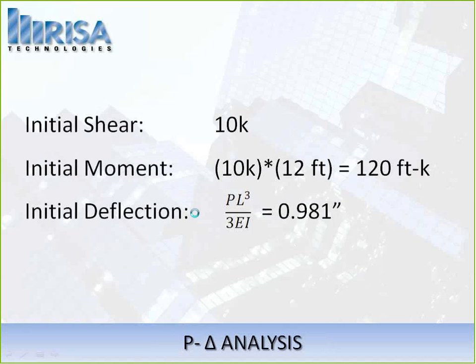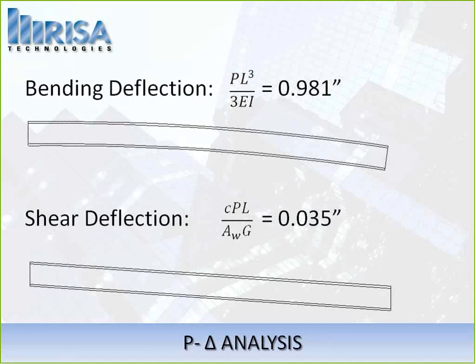Okay, so we had our initial shear of 10 kips on that column, initial moment of 120 foot kips, and initial deflection of 0.981 inches on here. Now, the initial deflection, when you calculate that from that 10 kips, is just based off of PL cubed over 3EI, but that is a bit of an oversimplification. You see, there's two things you need to account for in beam deflection in real life, and that is the bending deflection and the shear deflection that's associated with it.